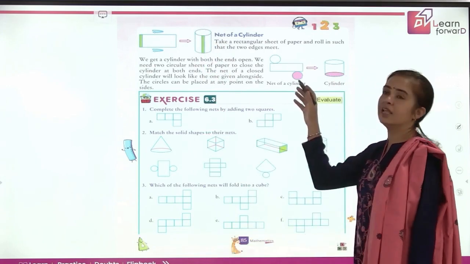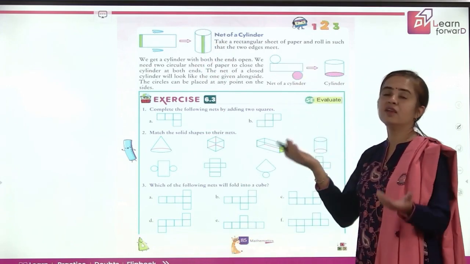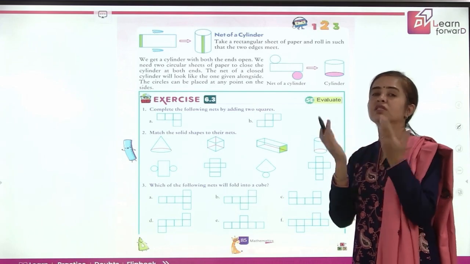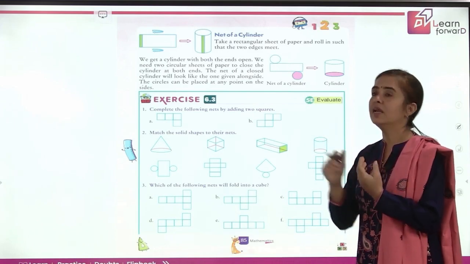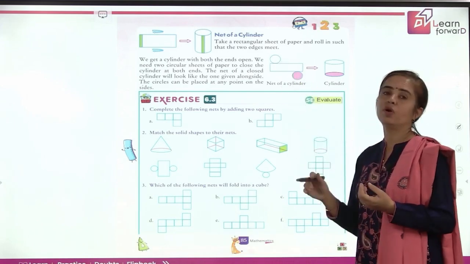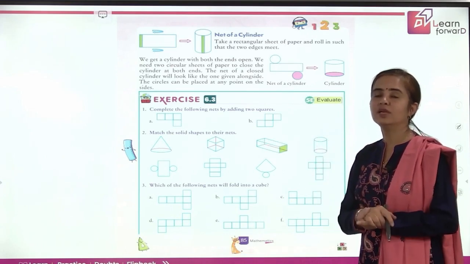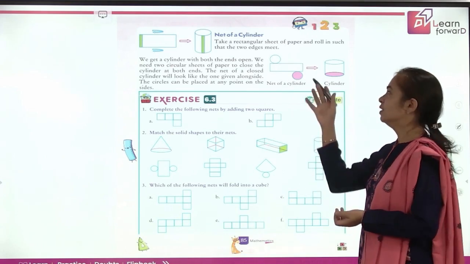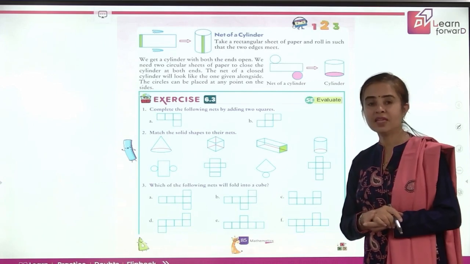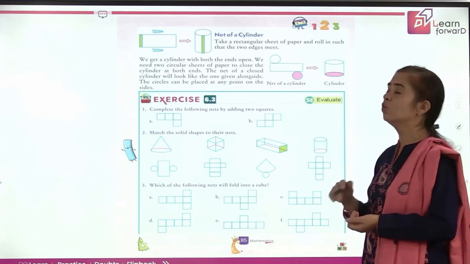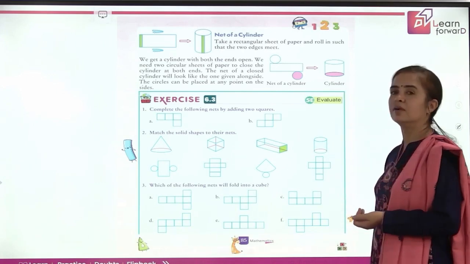Just like here, what do you see? This is a rectangle which you will be folding into the surface of your cylinder, and this circle at the top and bottom will cover them as the two lids. So this is another net of your cylinder, which is a closed cylinder with top and bottom.